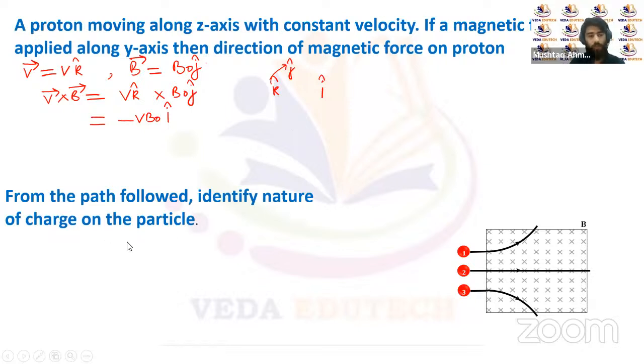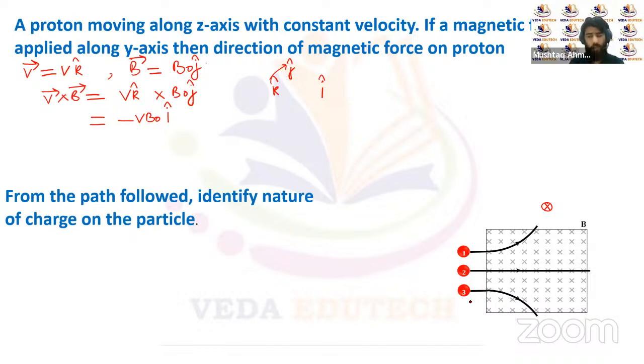Now moving to the next question. There's a diagram given for three particles, right? From the path followed, identify the nature of charge on the particle. You can see here this is a region of magnetic field, and the magnetic field is perpendicular to the plane of this paper, into the plane, right? This is the direction of the uniform magnetic field. And there are three trajectories for three different particles in this picture. This is particle 1, moving along this direction, this is particle 2, moving along this direction, and this is particle 3, moving along this path.